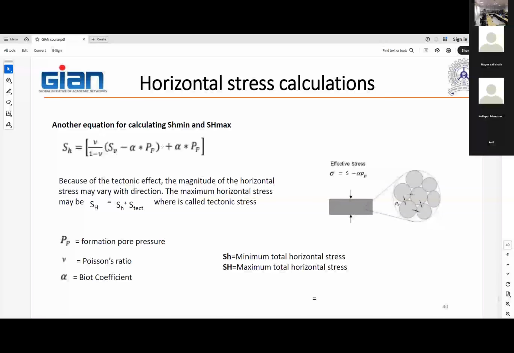So if you take that formula, that gives your SH min, and if you add the tectonic stress, S tectonic, then you get the SH max. Okay. And obviously PP is the pore pressure, alpha is what? The Biot coefficient we discussed yesterday. Biot poroelastic coefficient.